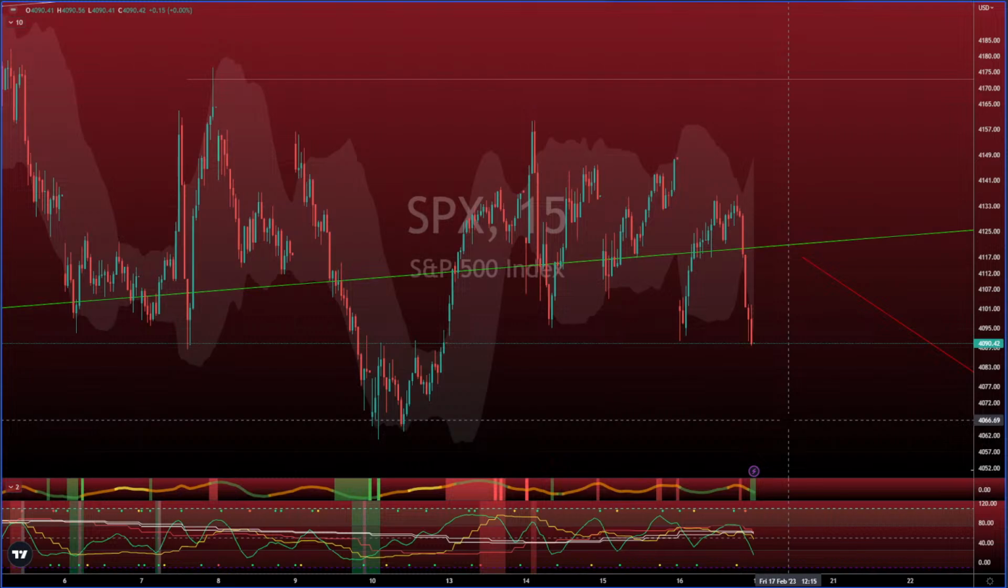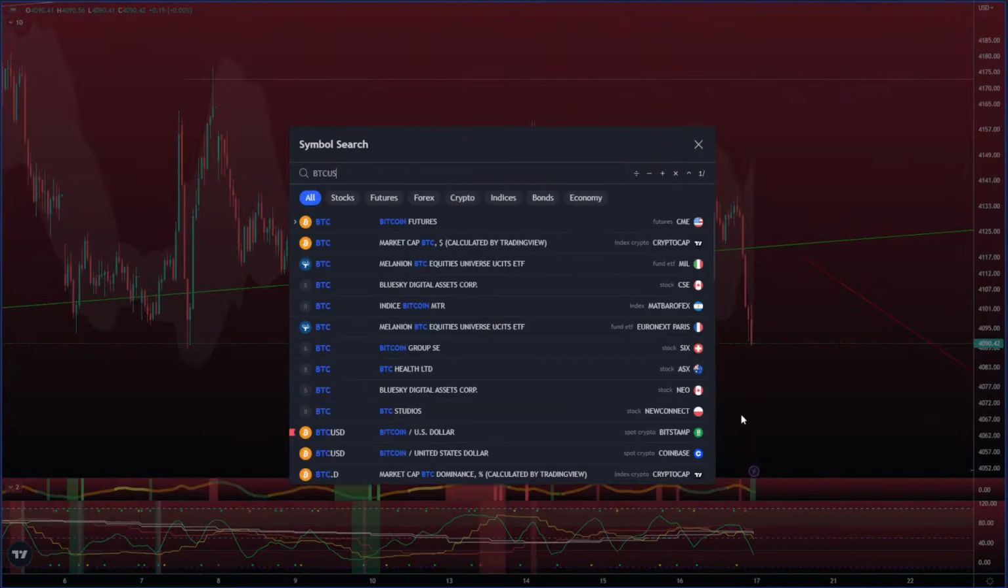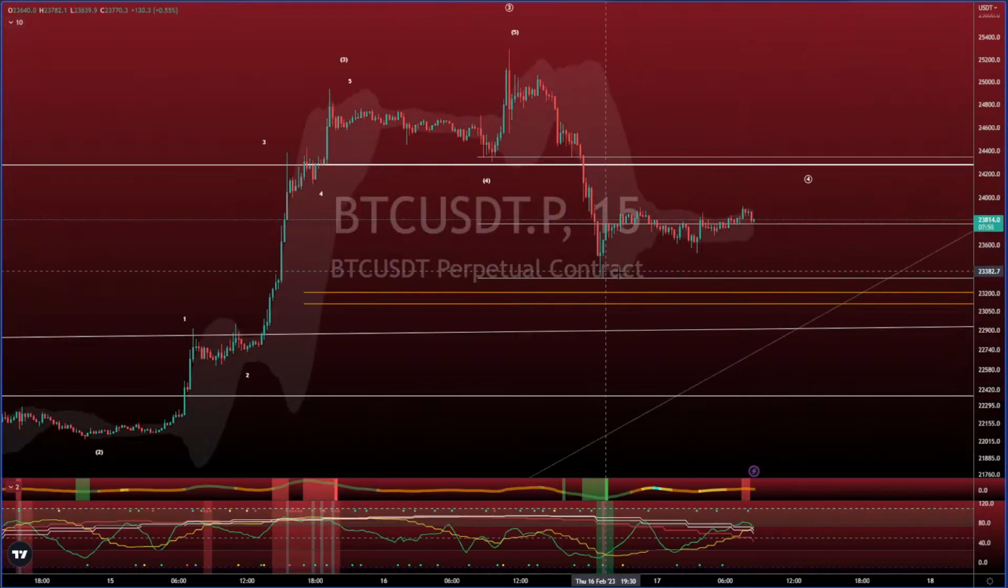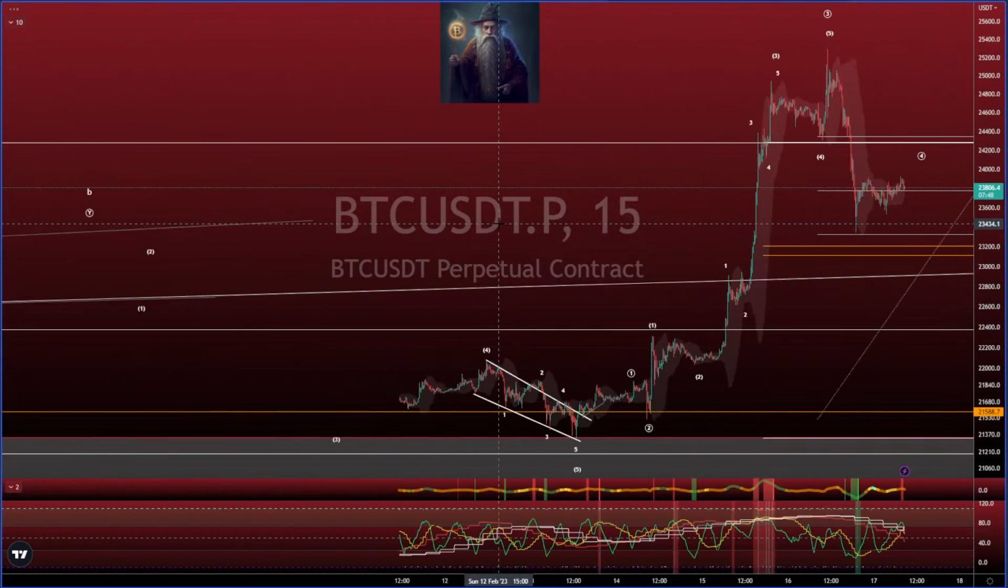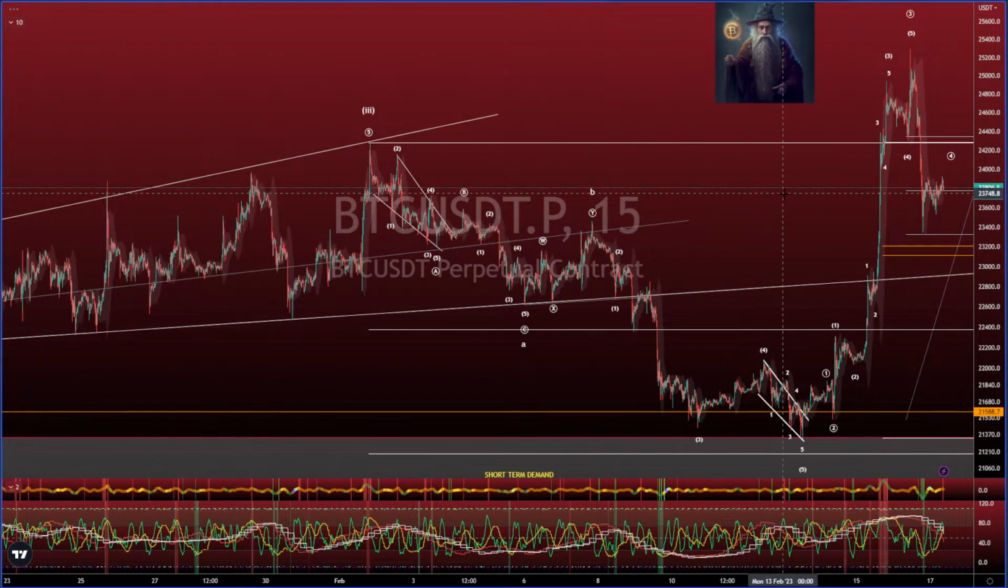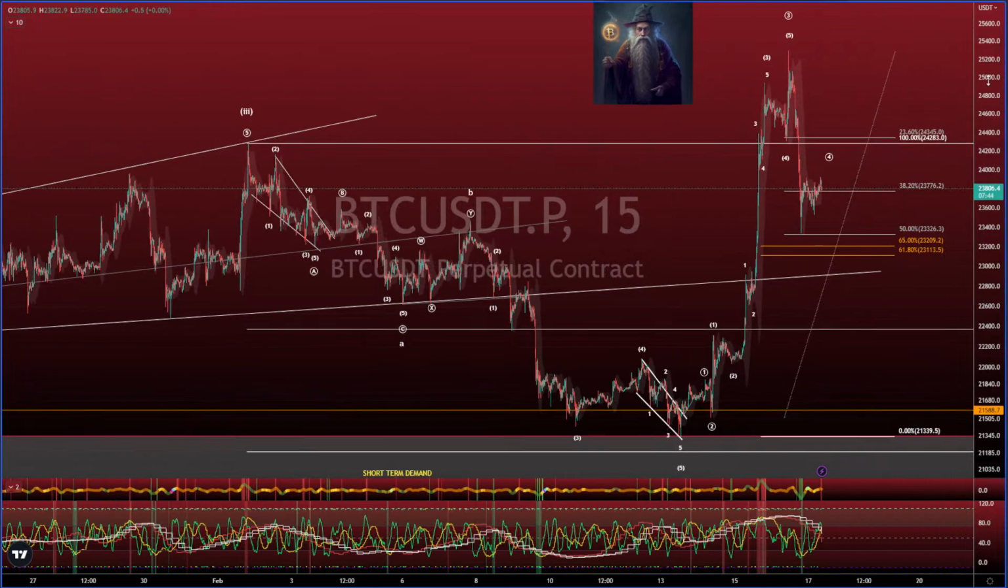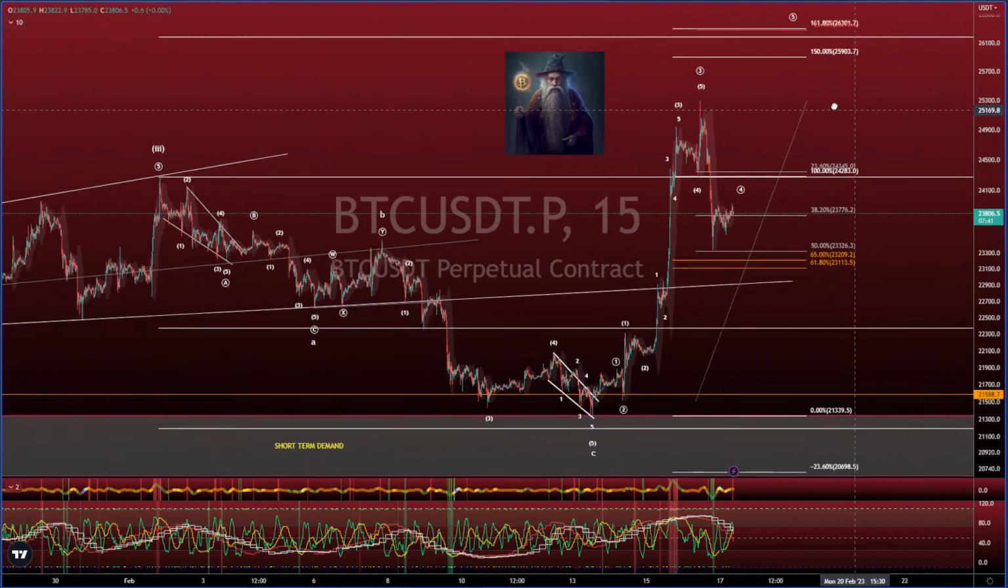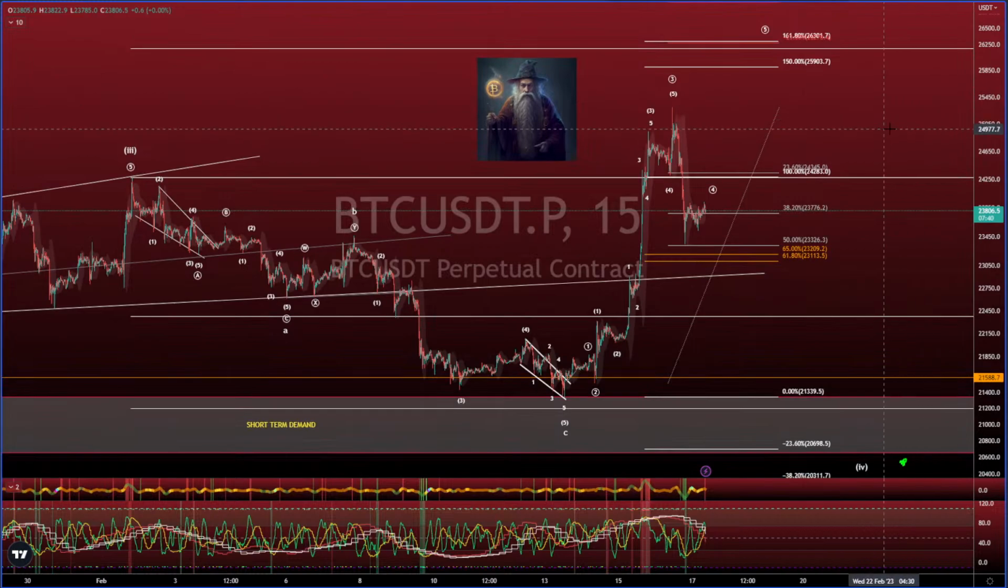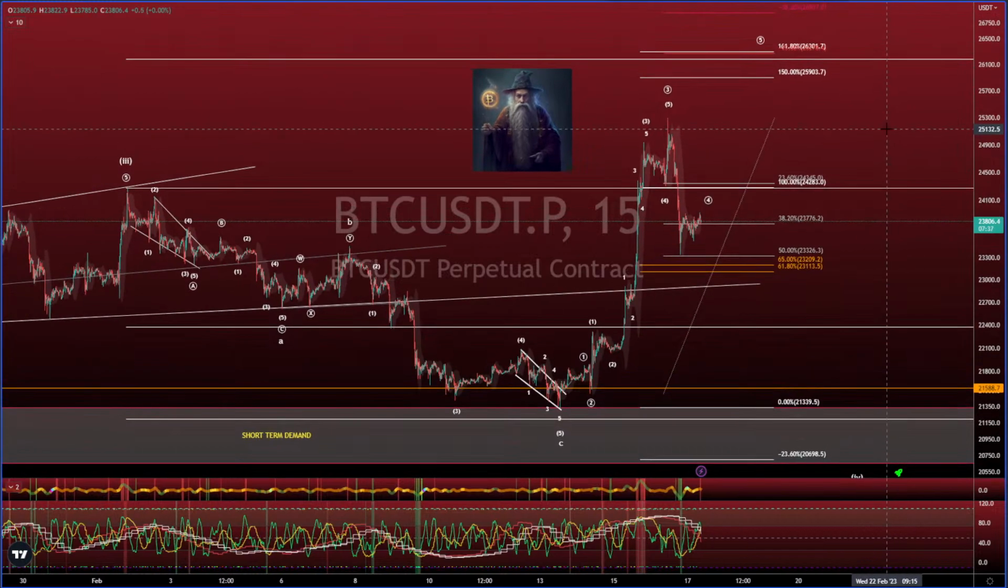Let's see here. I think I'm done with the S&P 500. I do have a request to update the Bitcoin scenario, so I will go ahead and do that. So let's just take a look at Bitcoin. Basically this is just going to look at the scenario, and I haven't opened up this chart in a while, right? It's been since last night that I opened up this chart.